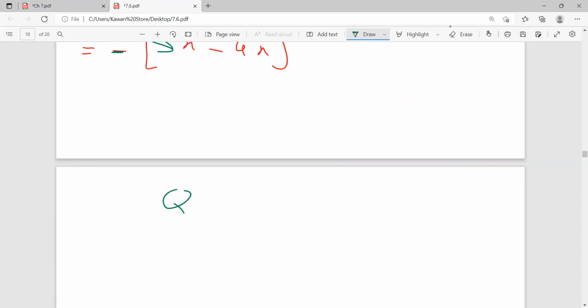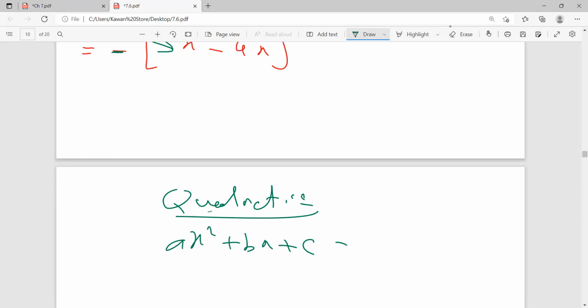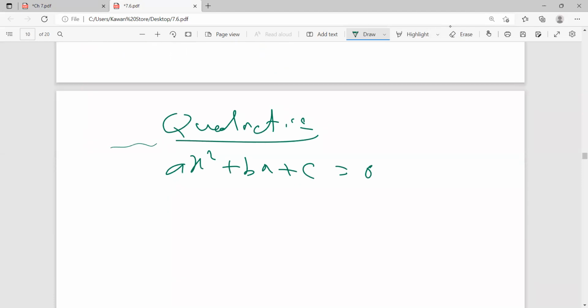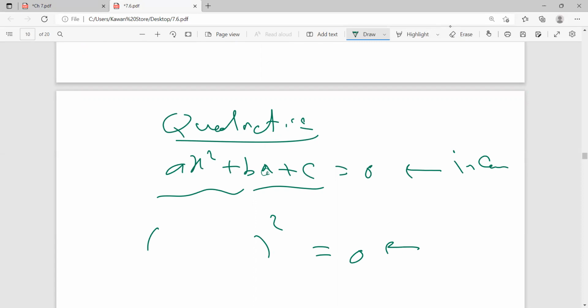Quadratic equation. The formula of a quadratic is like that: ax squared plus bx plus c is equal to 0. If you have it in two parts, or two terms, and you cannot change it like that, that one is called incomplete. That one is called complete.